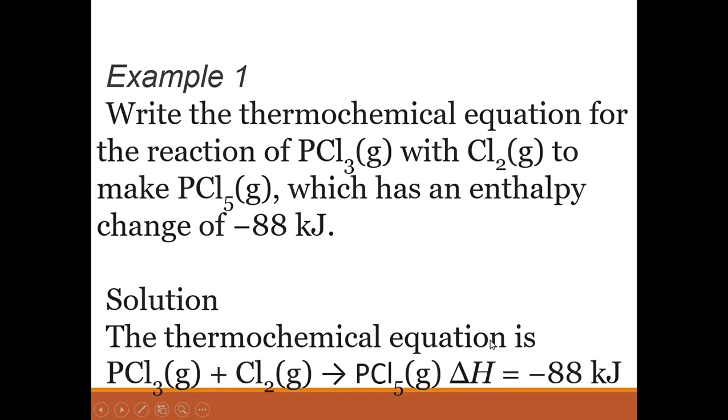Let's move forward. Another example. Write the thermochemical equation for the reaction of PCl3 gas with Cl2 to make PCl5 gas, which has an enthalpy change of negative 88 kilojoules.